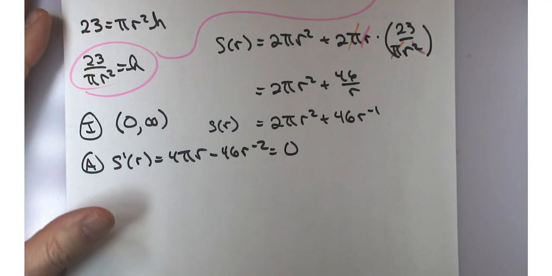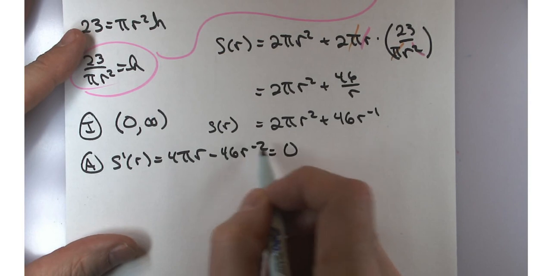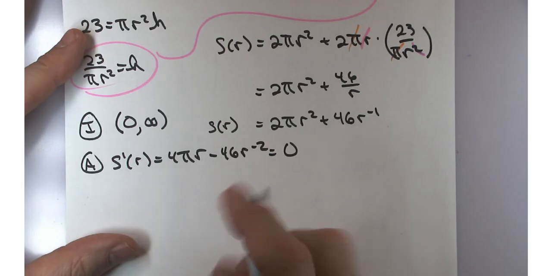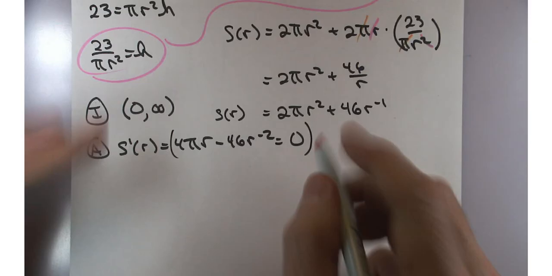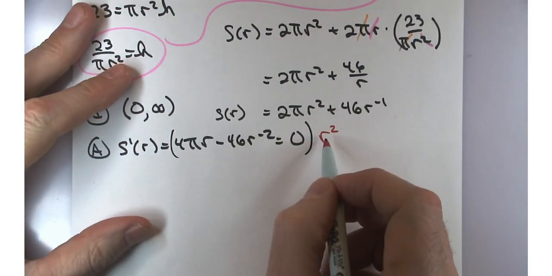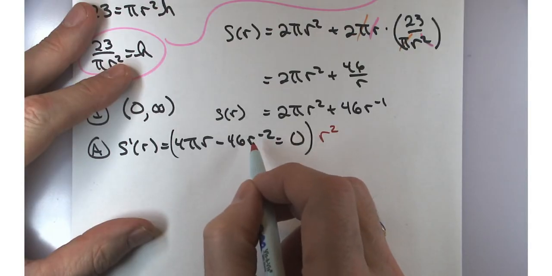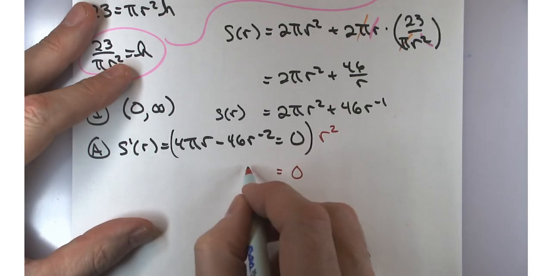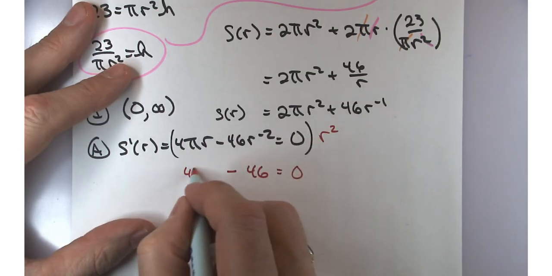Now, as far as this is concerned, I guess what I would do is get rid of the negative exponent. That's really 46 over r squared. And to get rid of the negative exponent, I can multiply both sides by r squared. R squared times 0 is still going to be a 0. R squared times 46 over r squared, the r squared cancels, so it's just going to be 46. And then r squared times this is going to give me 4 pi r cubed.